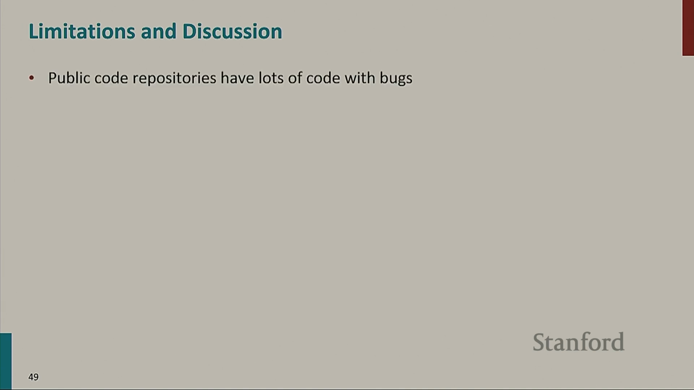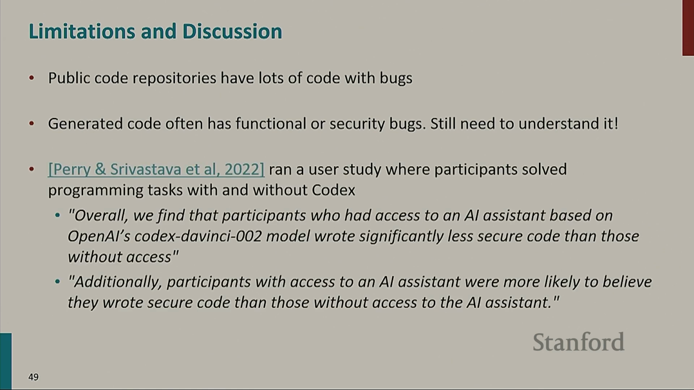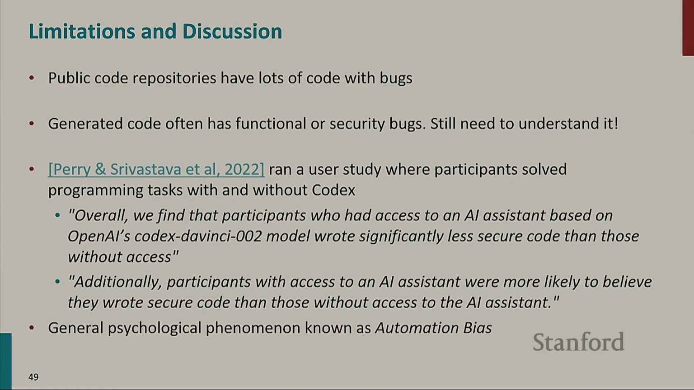And the other thing is that public code also has a lot of bugs, as you can imagine, and they're being fixed all the time. So training on buggy code will also mean that sometimes you generate buggy code. And so you still have to understand what the model outputs. And there are security bugs that can be introduced by language models as well.